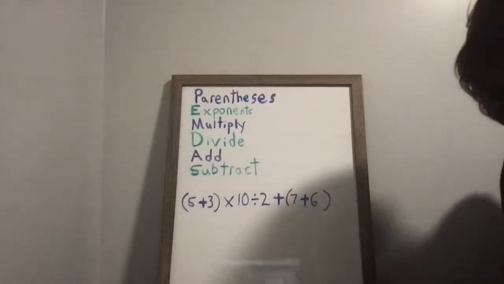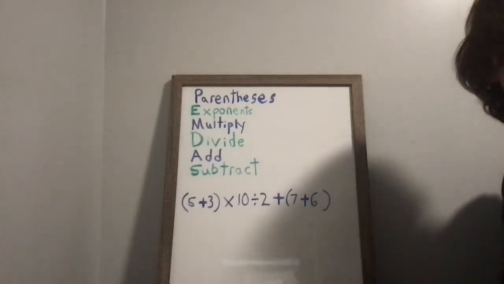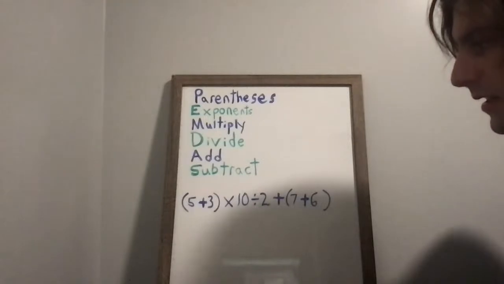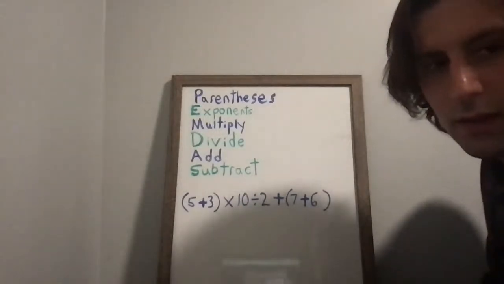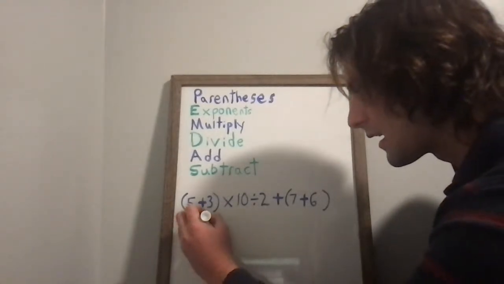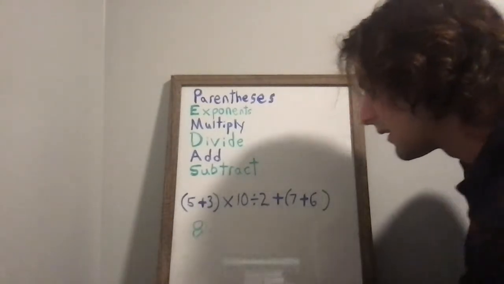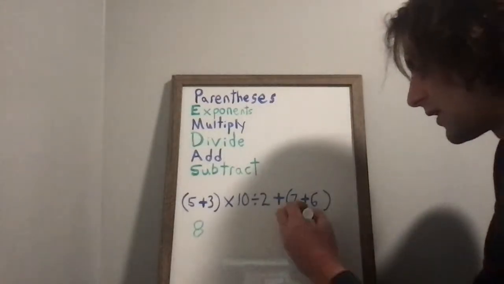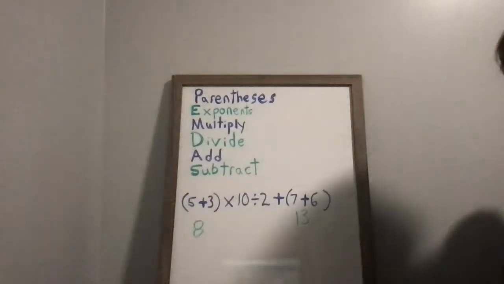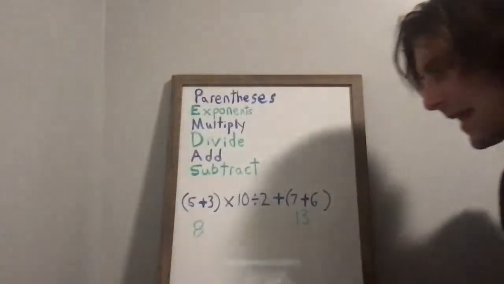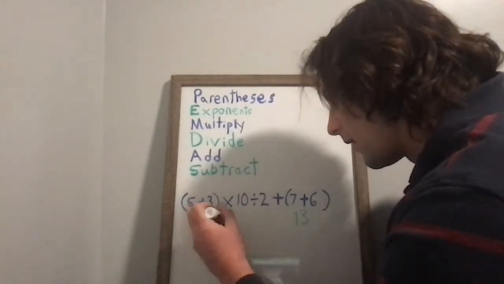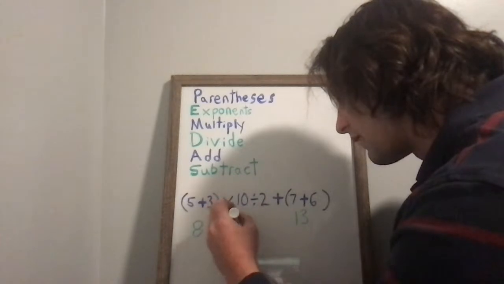So that means that to find the answer to this problem, the first thing we do is we solve only the numbers in the parentheses. So 5 plus 3 equals 8. Seven plus 6 equals 13. Now the rest of the problem I'm going to copy as is because the first step is just to solve what's in the parentheses.